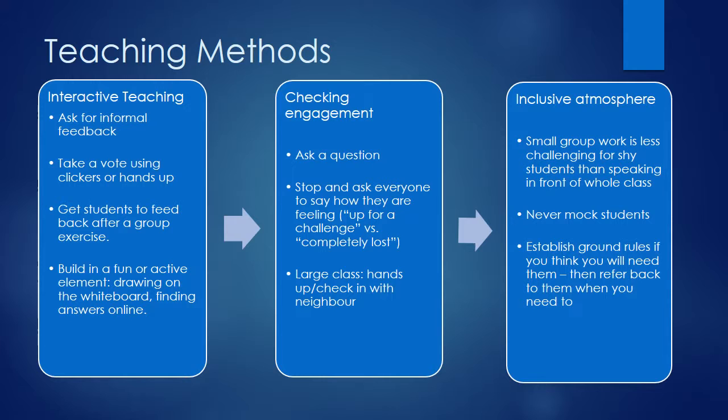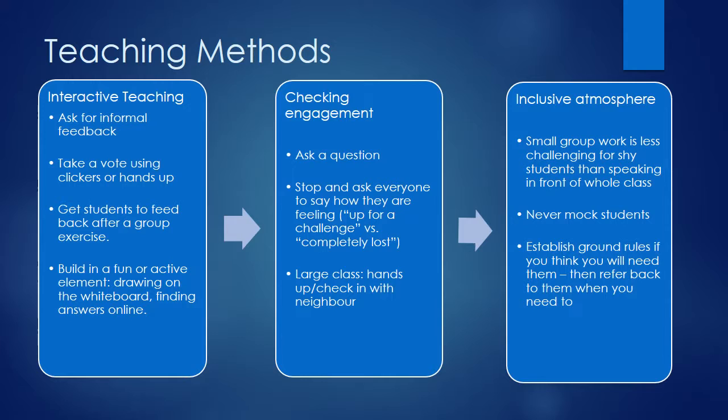It's also important to create an inclusive atmosphere with your teaching methods to make students engaged, and this is especially important for emotional engagement. So for shy students, or for students who culturally aren't used to speaking in front of the large group, small group work is less challenging, and it can be a great way for them to build up to speaking in front of the whole class by being able to speak to 3 or 4 people.